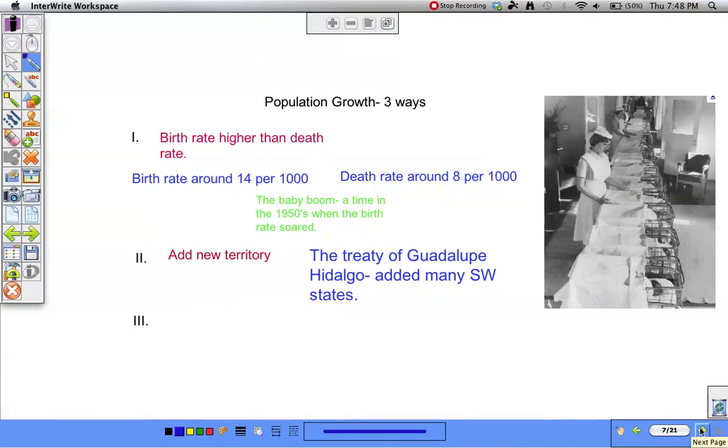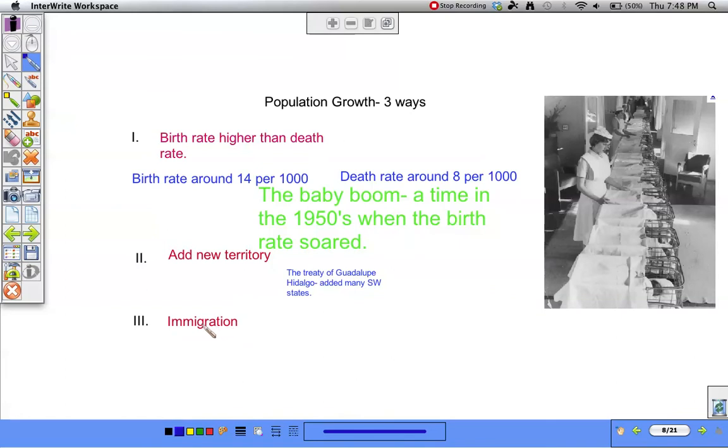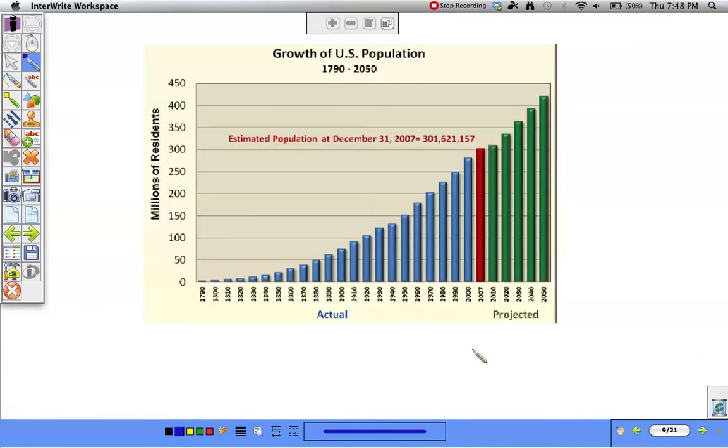And the last way, of course, is through immigration. Well, we know a lot about immigration. We spend a lot of time talking about that. This graph just illustrates to you the steady population growth in the United States. This estimate was made in 2007, so it'd be more like here now. But it's pretty accurate. This trend did prove to be true.